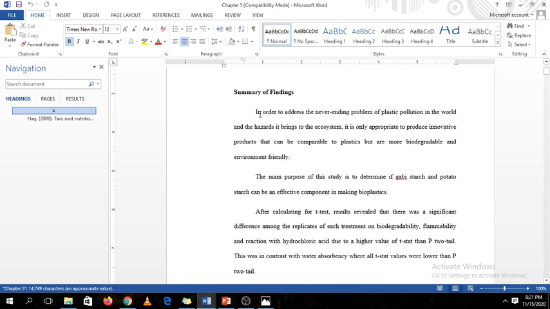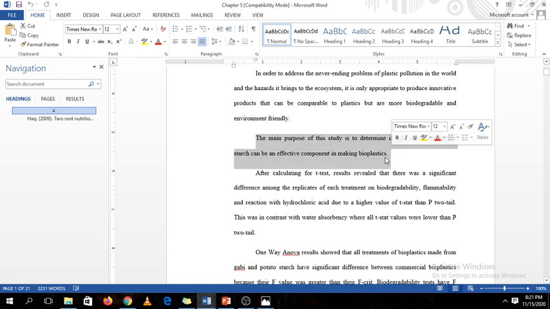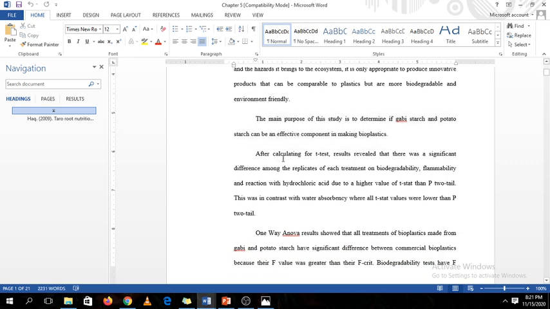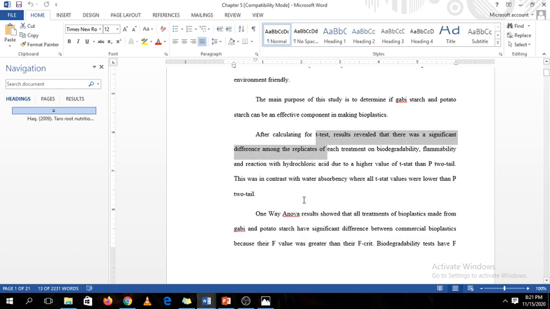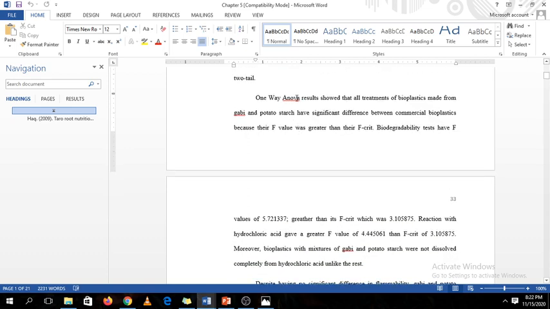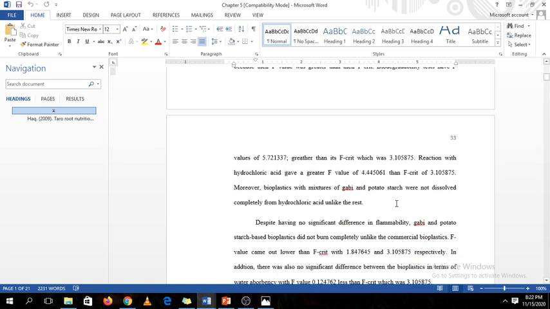So first we summarize our findings. So again, you try to cite your objectives. Okay, the introduction, again, briefly. Your objectives, main purpose. Then you cite your statistics. What is your summary? Your summary is based on the results of the statistics. So try to summarize whether there is a significant difference. Then what is the result of the ANOVA? Then you explain that.